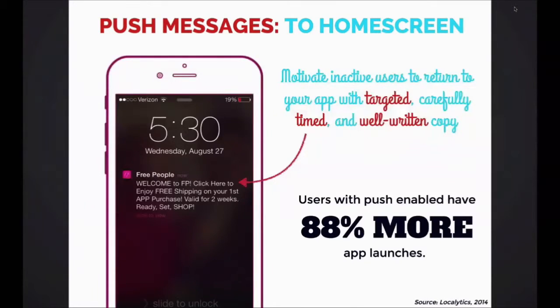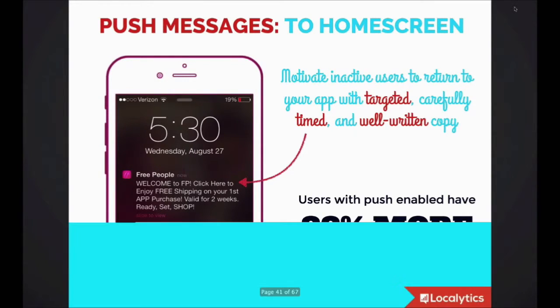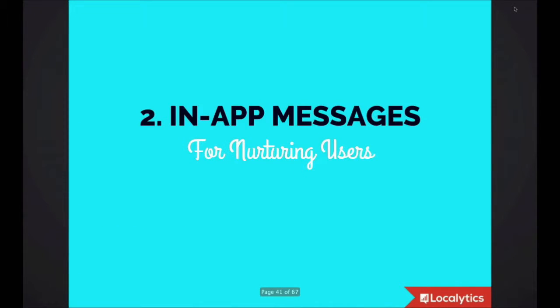So let's talk a little bit about push messages. Push messages are messages that are delivered to the user's home screen when they're not actively engaged with the app. We use an example here of Free People. They're doing a good job of making sure that they're focusing in on an offer, value. Here they're focused in on free shipping. And we know that users that have push enabled have 88% more app launches, which is great.